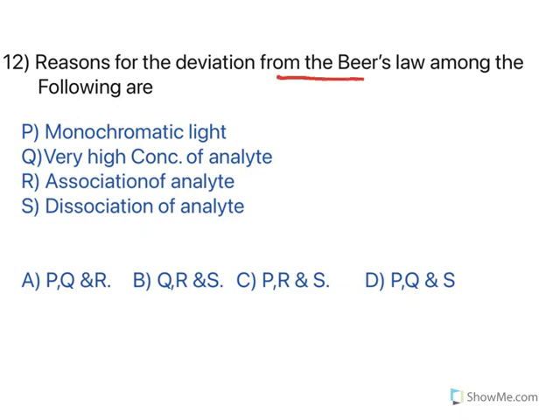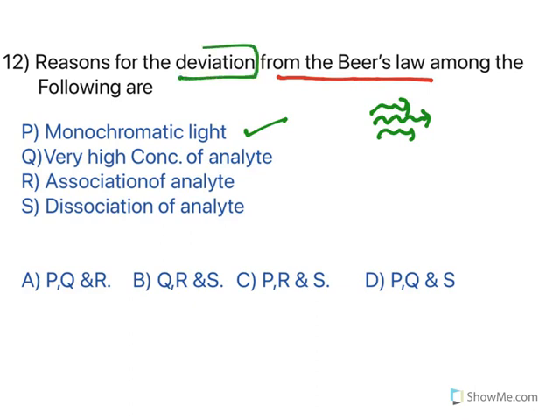Now, reasons for deviation from Beer's law among the following are. Now see, Beer's law is strictly followed in specific conditions. The condition is monochromatic light. If you give polychromatic light, chroma means colored. If a particular wavelength of light is passing through the sample, you will get exact results for Beer's law. If it is polychromatic, multiple wavelengths are there or intensity is more, you will not get a positive result for Beer's law. So monochromatic light is required.